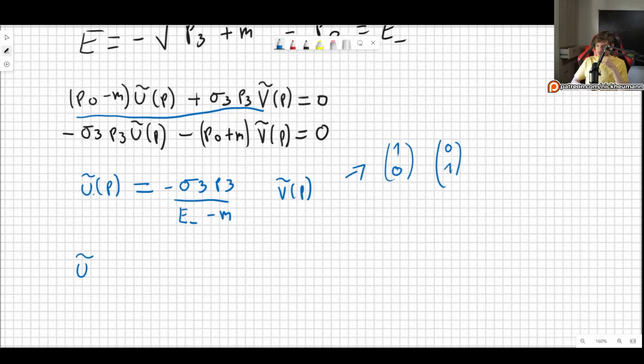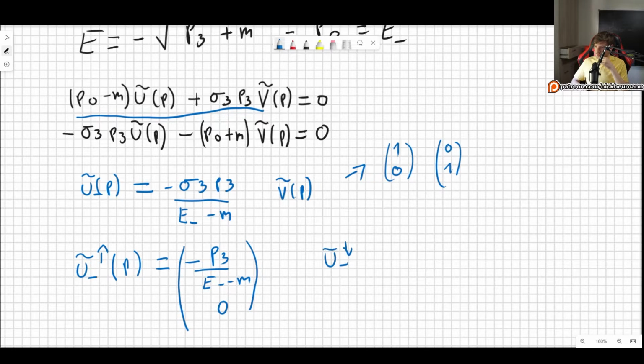We will go for U hat. This is minus, by the way, because it's the minus case, so negative energy, but up sign, so we will go for 1, 0. Here we have minus. Now, sigma 3 times 1, 0 will simply give us 1, 0. So this will be minus P3 divided by E minus minus M 0, right? I just multiplied through right away. And then we have U minus down sign, which will be, and now this will give us 0 minus 1, right? So when we multiply through, we get 0, and then P3 over E minus minus M.